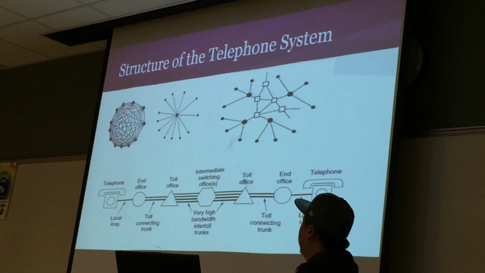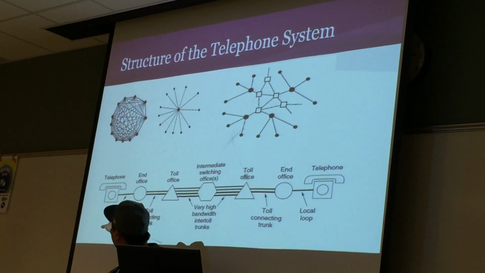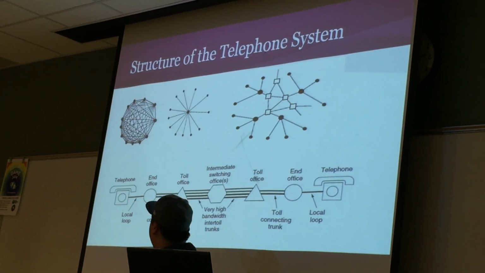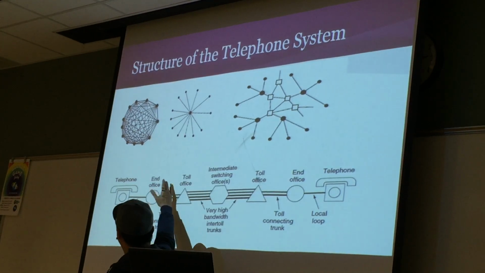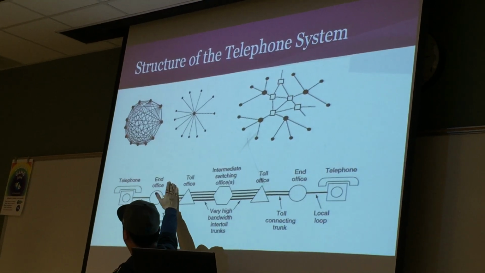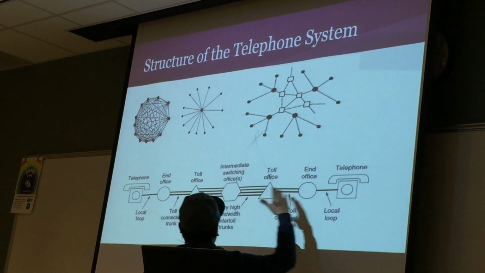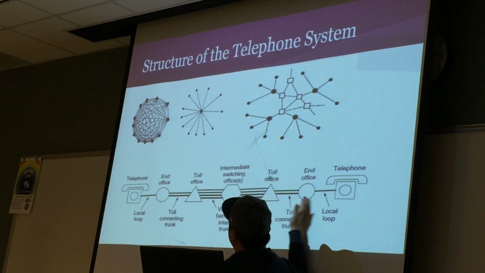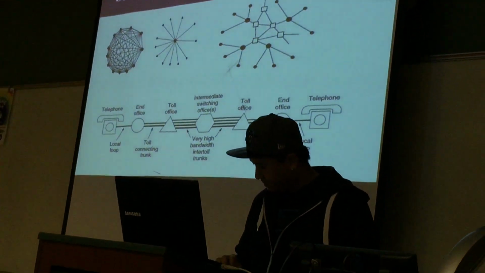If you were to make a local call, you would use the local loop, which is basically copper wires coming to the end office, which is the local office, and you wouldn't see the rest, it would be a regular telephone on the other end. But if you're trying to make a long distance call, it will have to go through all these switches to get to the other side.